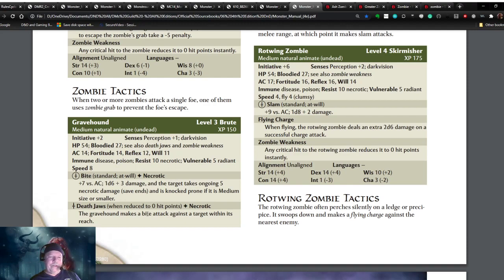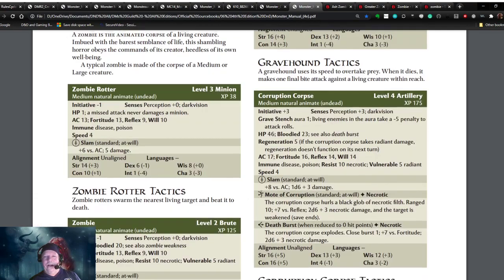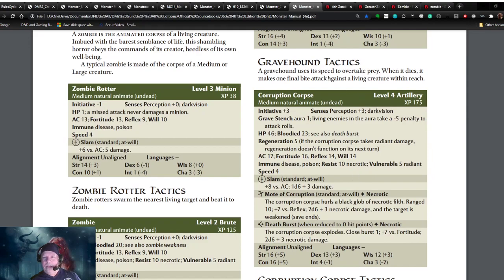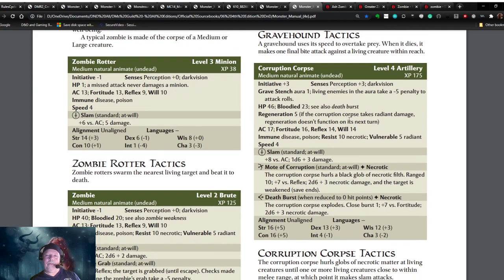It has Death Jaws, makes a bite attack against a target within its reach. It does 1d6 plus 3 damage, and it also has that weakness. Gravehound uses speed to overtake prey. When it dies, it makes 1 final bite attack against a living creature within reach. Corruption Corpse, level 4 artillery.